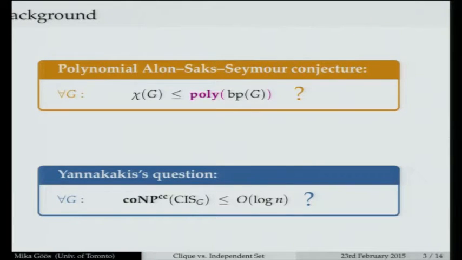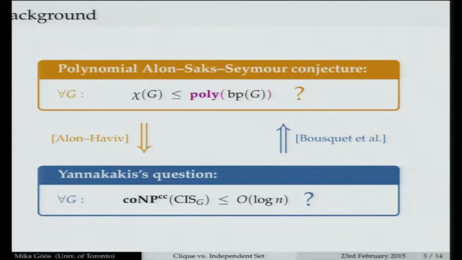So if I call this the polynomial Alon Saks Seymour conjecture, then this is something that was studied recently in previous work, and there's a beautiful connection. It turns out that these two questions are exactly equivalent. So one of the directions, the easy direction, was shown earlier in unpublished work of Alon and Haviv, and Bousquet and others recently did the other direction.